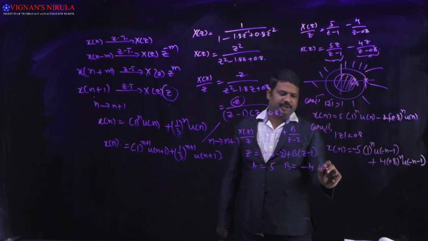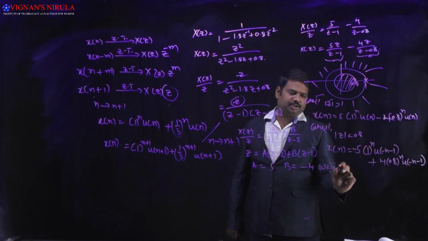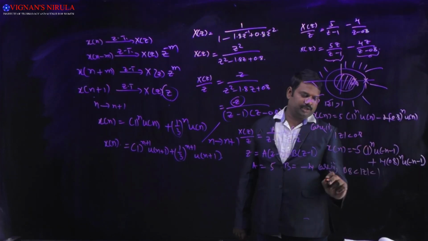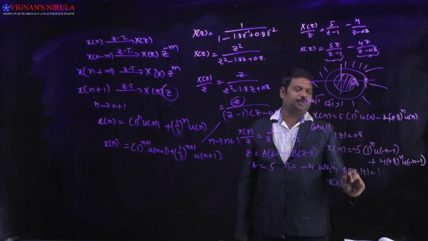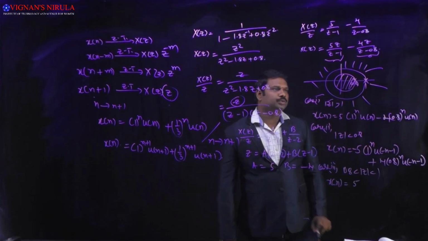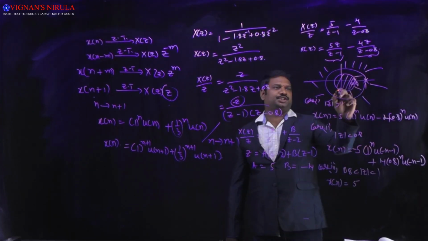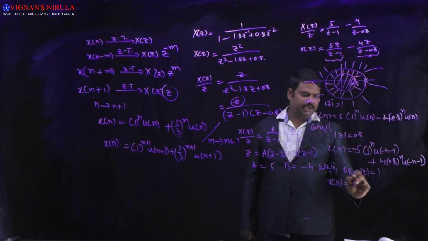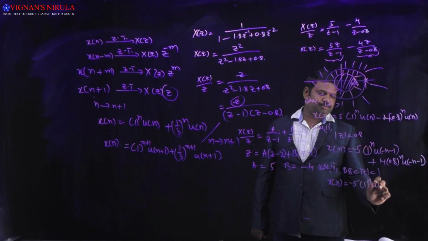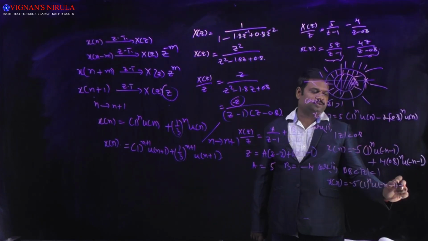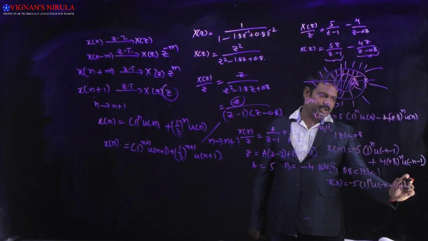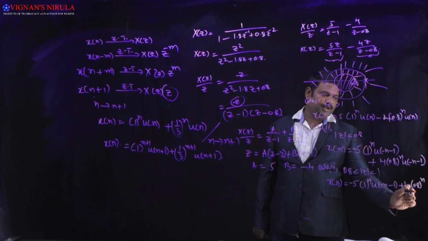In case 3, that is 0.8 less than mod z less than 1, its x of n is equal to 5 into, in between these two we have the ROC. Looking at the pole at 1, it will be inside. That's why minus 1 power n u of minus n minus 1 plus 4 into, looking at the pole at 0.8, it will be outside. That's 0.8 whole power n u of n.